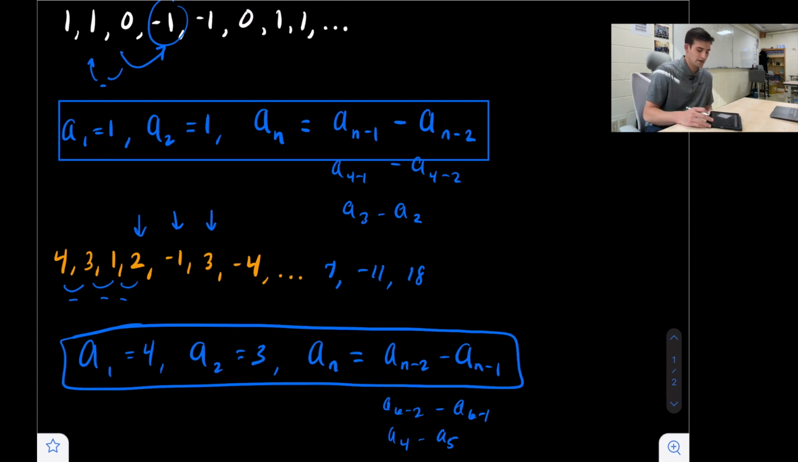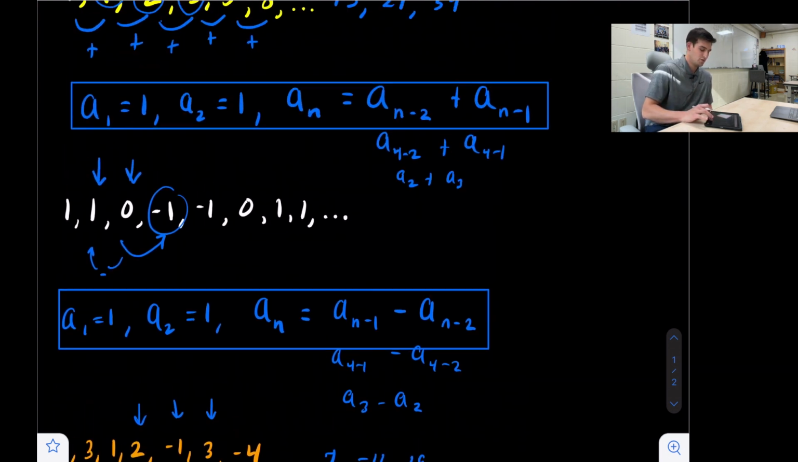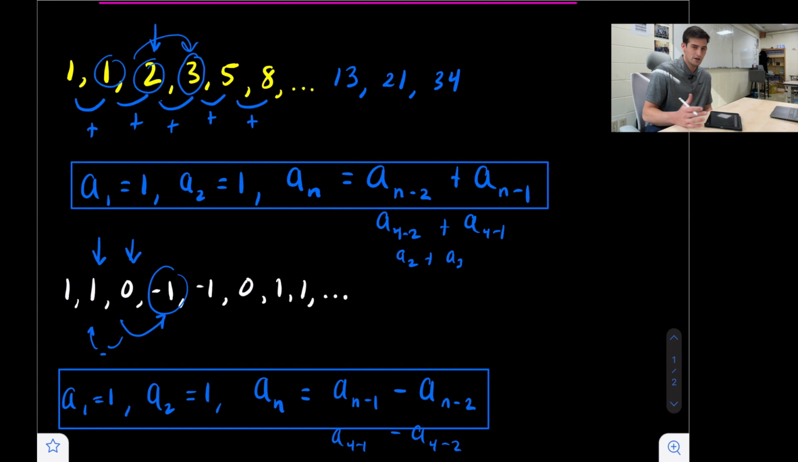All right, so that's how we write recursive rules for other sequences, specifically like the first example we did, the Fibonacci sequence, which is a very popular sequence in the world around us.